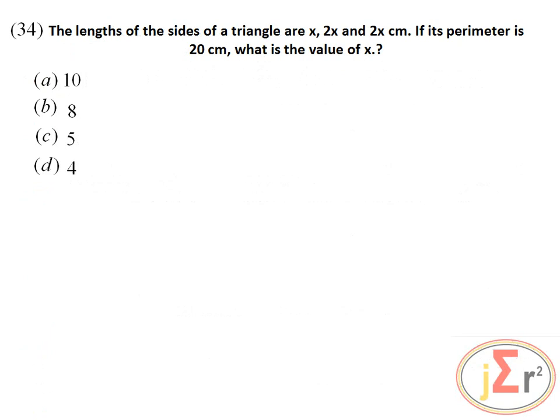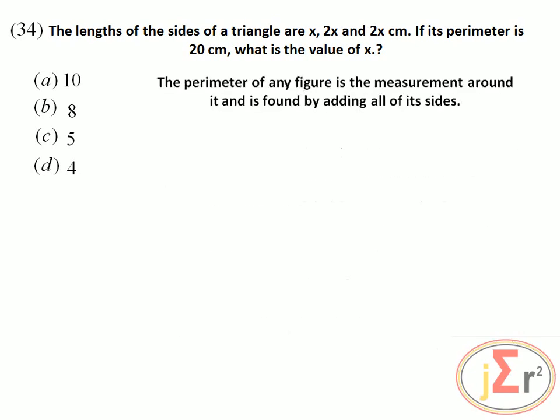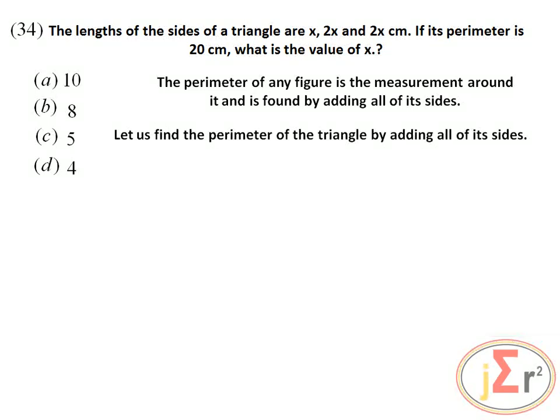The lengths of the sides of a triangle are x, 2x, and 2x centimeters. If its perimeter is 20 centimeters, what is the value of x? The perimeter of any figure is the measurement around it and is found by adding all of its sides. Let us find the perimeter of the triangle by adding all of its sides.